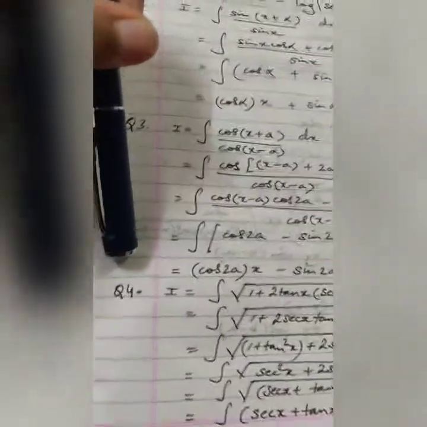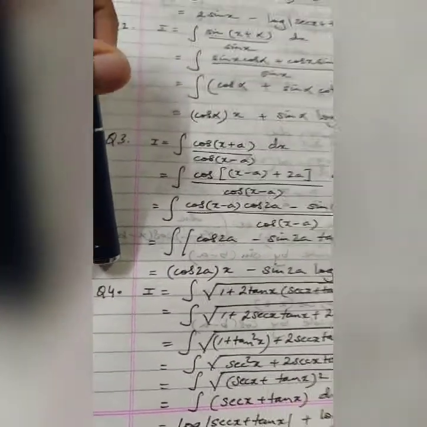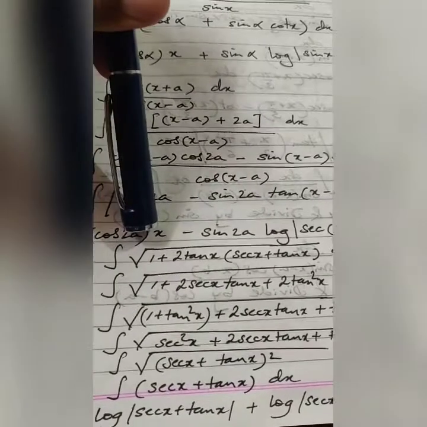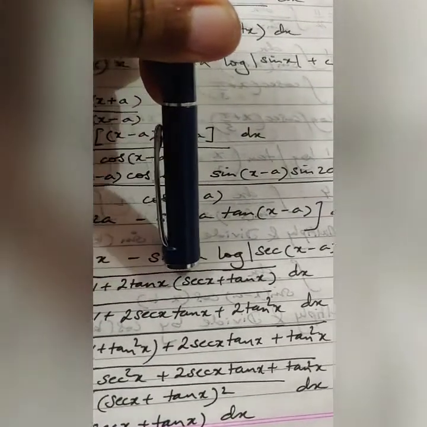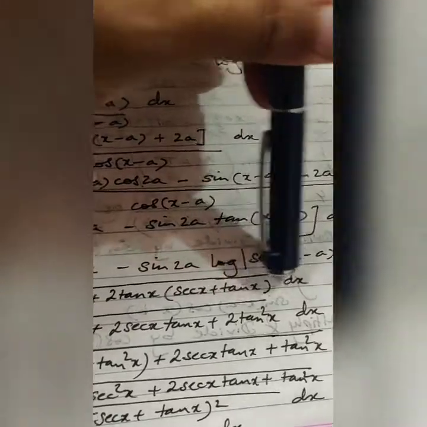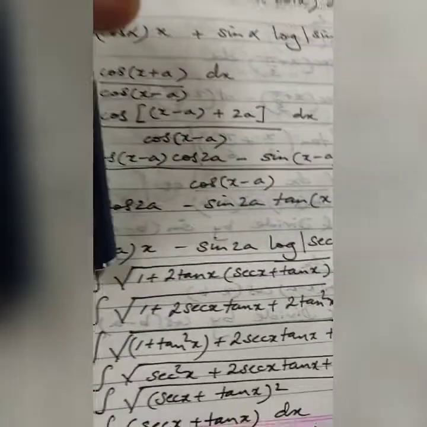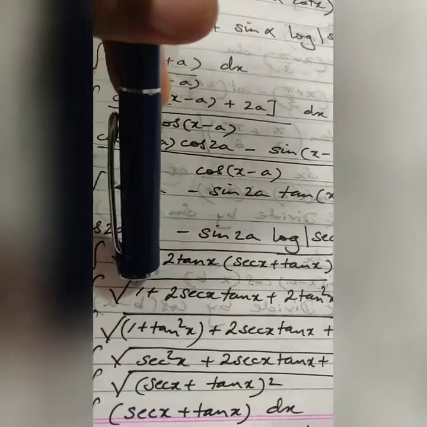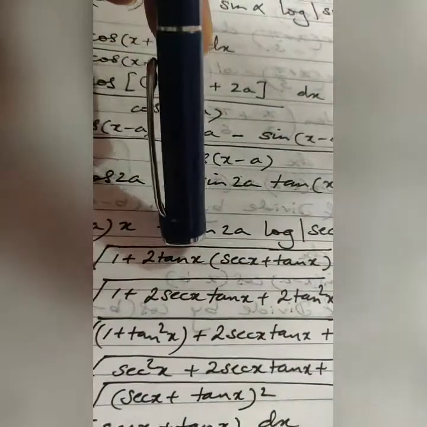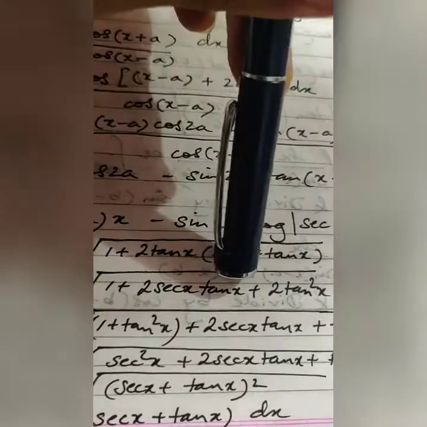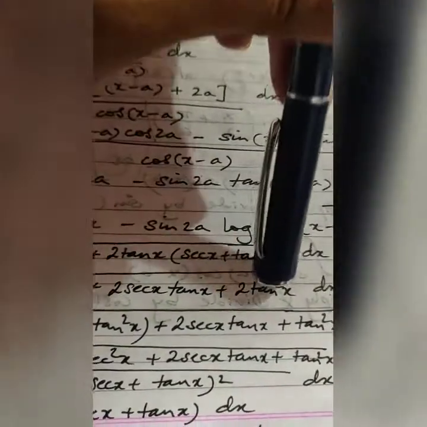Now come to question number 4. If you look at question number 4, we have integration of root of 1 plus 2 tan x into bracket sec x plus tan x. This whole thing is inside the root. Now how do we go about this? This one is written as it is. You multiply this 2 tan x inside the bracket, so you get 2 tan x into sec x, which is 2 sec x tan x, plus you get 2 tan x into tan x, which is 2 tan square x.